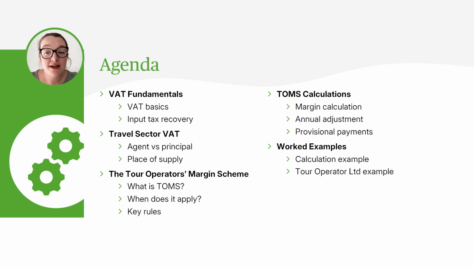We'll then look at the Tour Operators Margin Scheme itself. So what is TOMS? Why was it introduced? When must the business apply it? And some of the key rules that operate within the scheme. We'll then move into the calculation section and look at how the margin is calculated, how annual adjustments work, how provisional TOMS payments are made during the year. Finally, we'll finish with some worked examples.